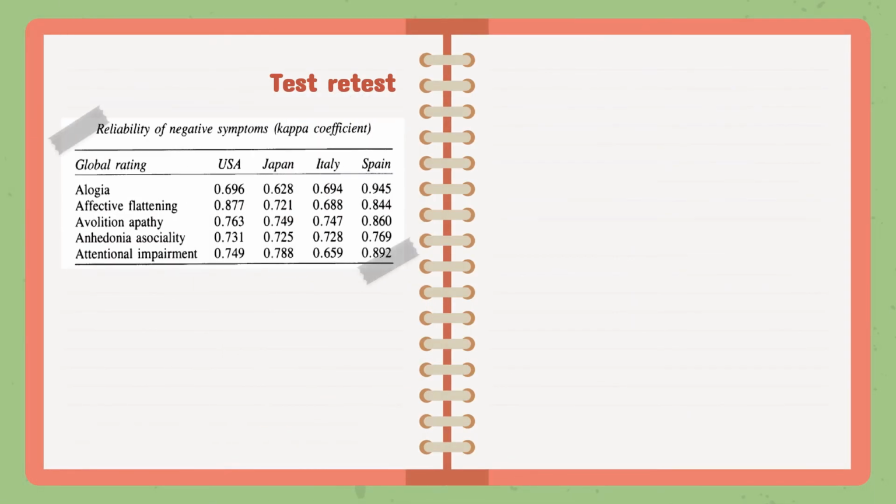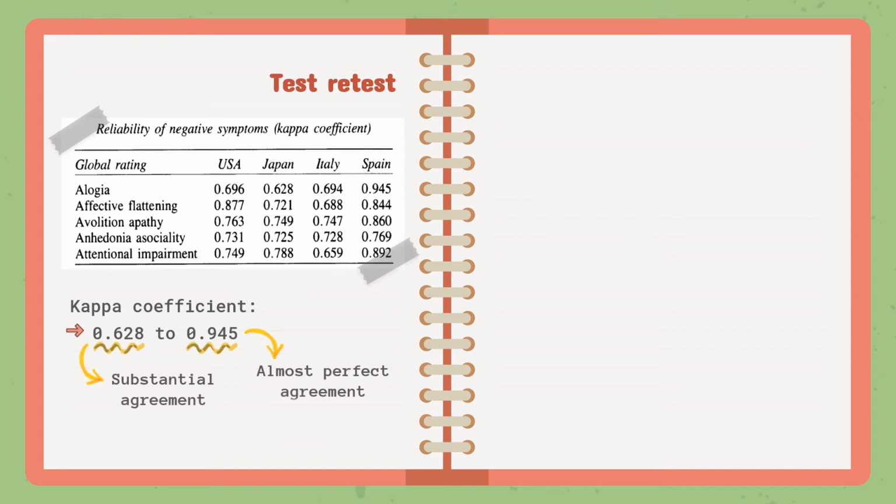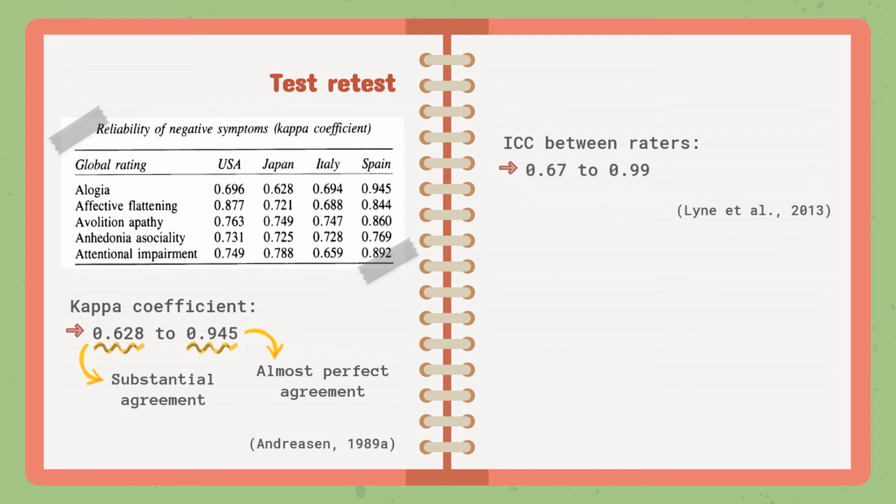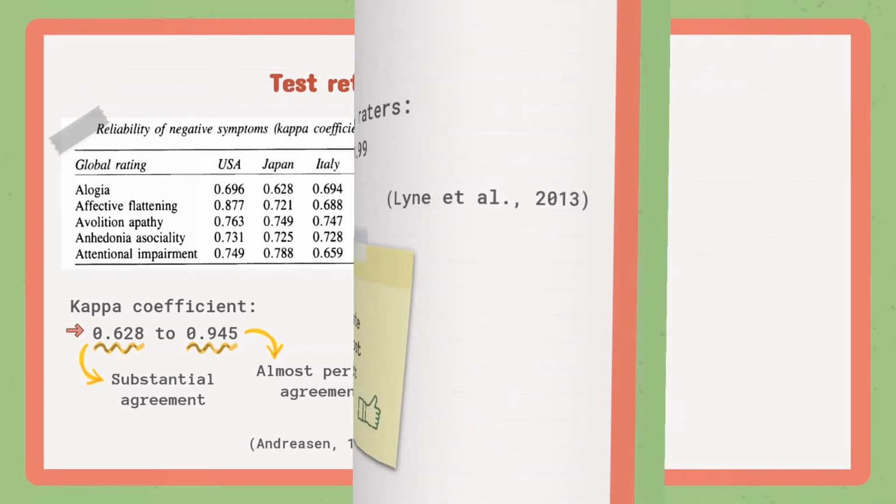Test-retest. The kappa coefficient of SANS items in a variety of cultural settings ranges from 0.628 to 0.945, which indicates substantial to almost perfect agreement. While the ICC between raters ranged between 0.67 to 0.99, which indicates moderate to almost perfect.